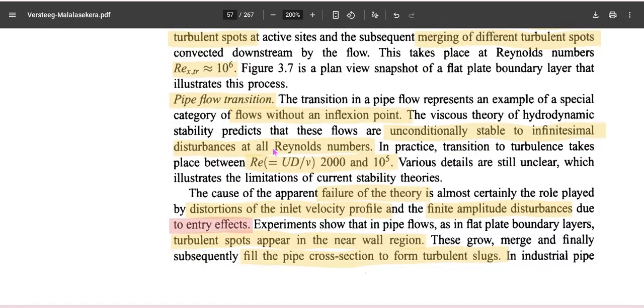Now the pipe flow transition doesn't resemble the earlier flow types like the jet or flow over a flat plate. This theory is not well defined because it could not be understood: from the theoretical point of view, the introduction of viscosity makes this flow stable at any infinitely large Reynolds number. However, in practical conditions, instability occurs around a Reynolds number of 2000 and becomes fully turbulent around 10 power 5.